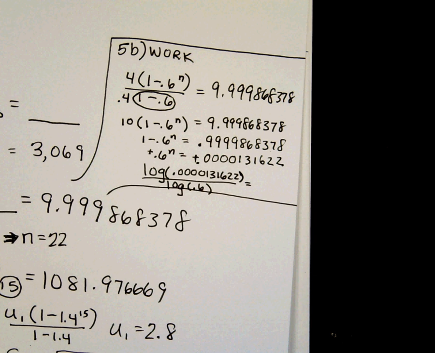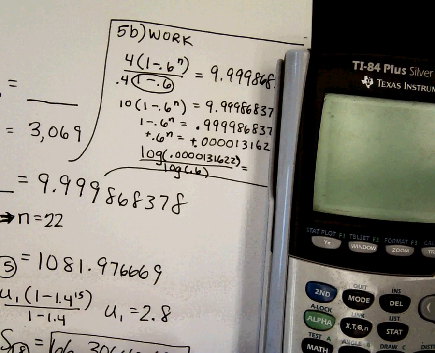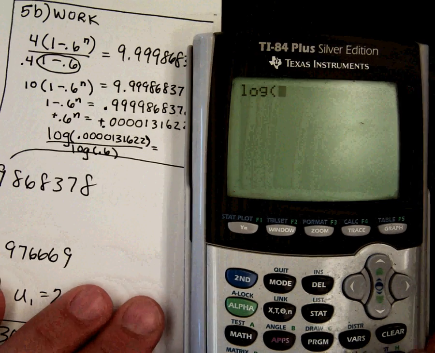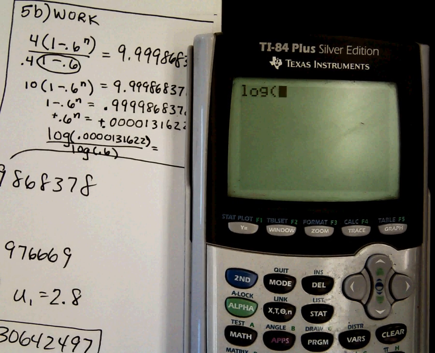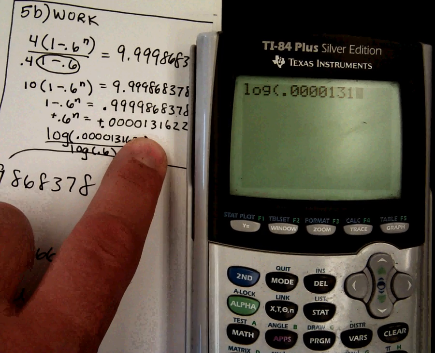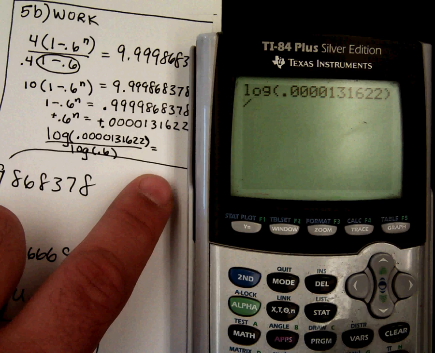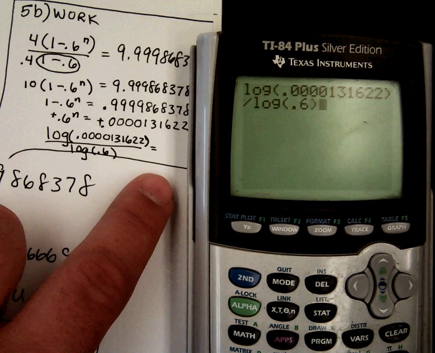Here we go. Ready? Do the log of point. You got to type it in just as you see it. It's very sensitive to the decimal place. Ready? Here we go. Point. How many zeros? 1, 2, 3, 4. 1, 3, 1, 6, 2, 2. Close it. Divide it by the log of 0.6.